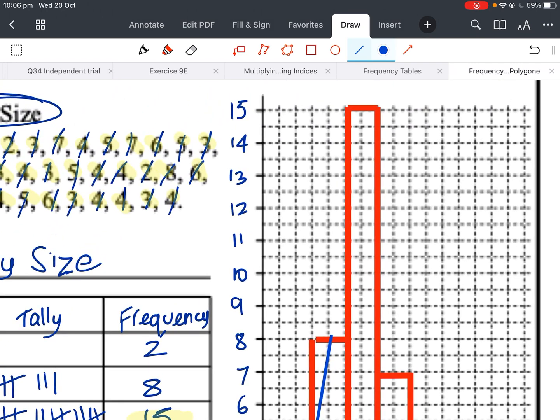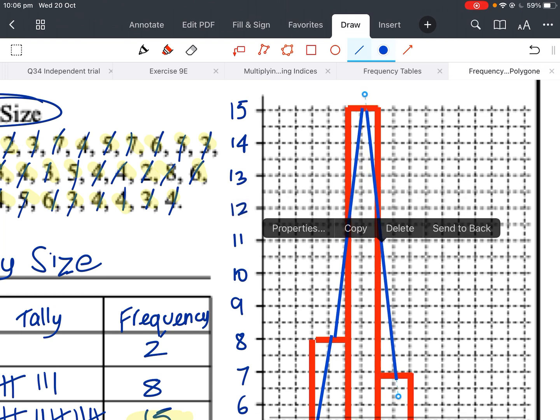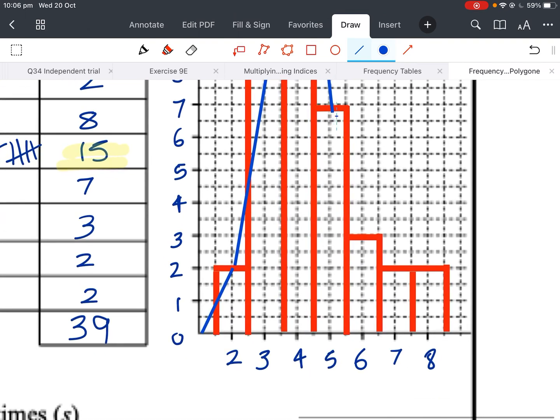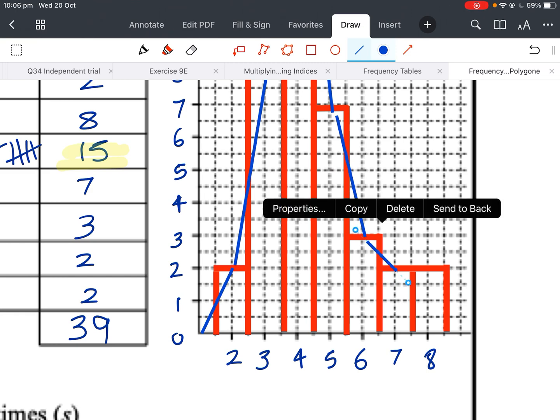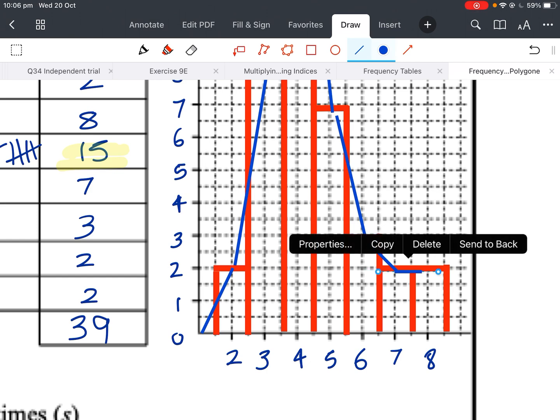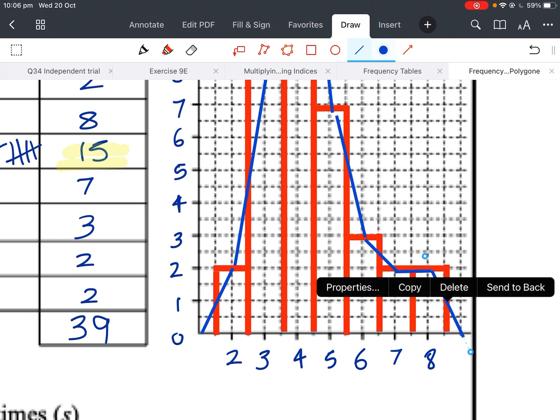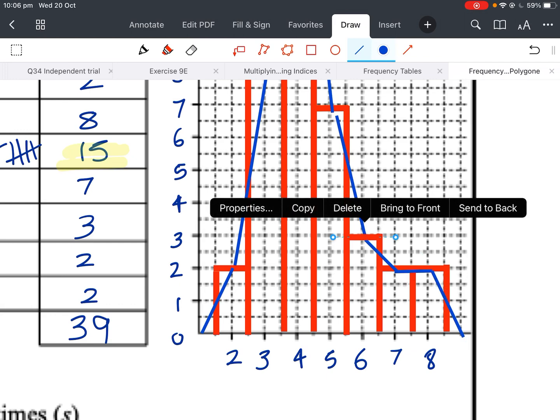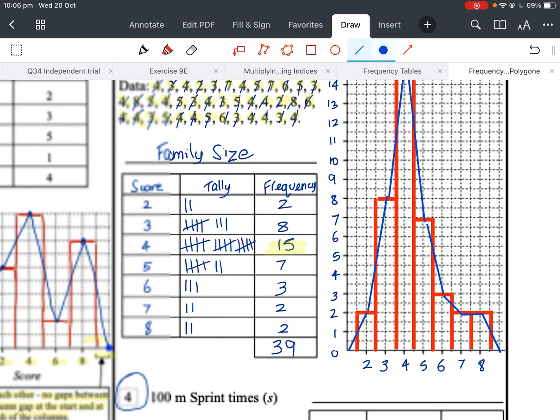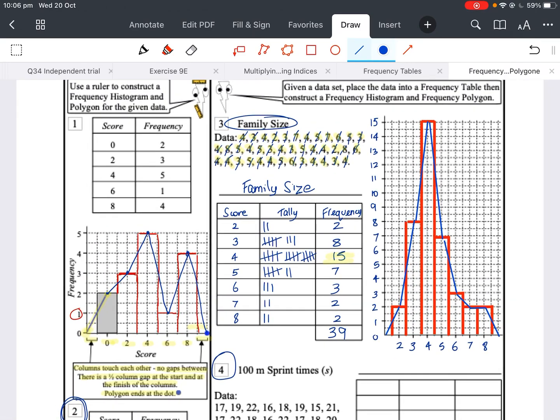All right. So do the same here. From here to here. Good. And hopefully you're doing it as one full-on line. And from here to here. And then from here to here. And then this one, I'll just pull that up a bit. Good. We'll go straight across to the middle of the next column. And then remember, it comes down to half a box. All right. And no, I'm just going to leave that. All right. So there you go. There's your frequency histogram and polygon.